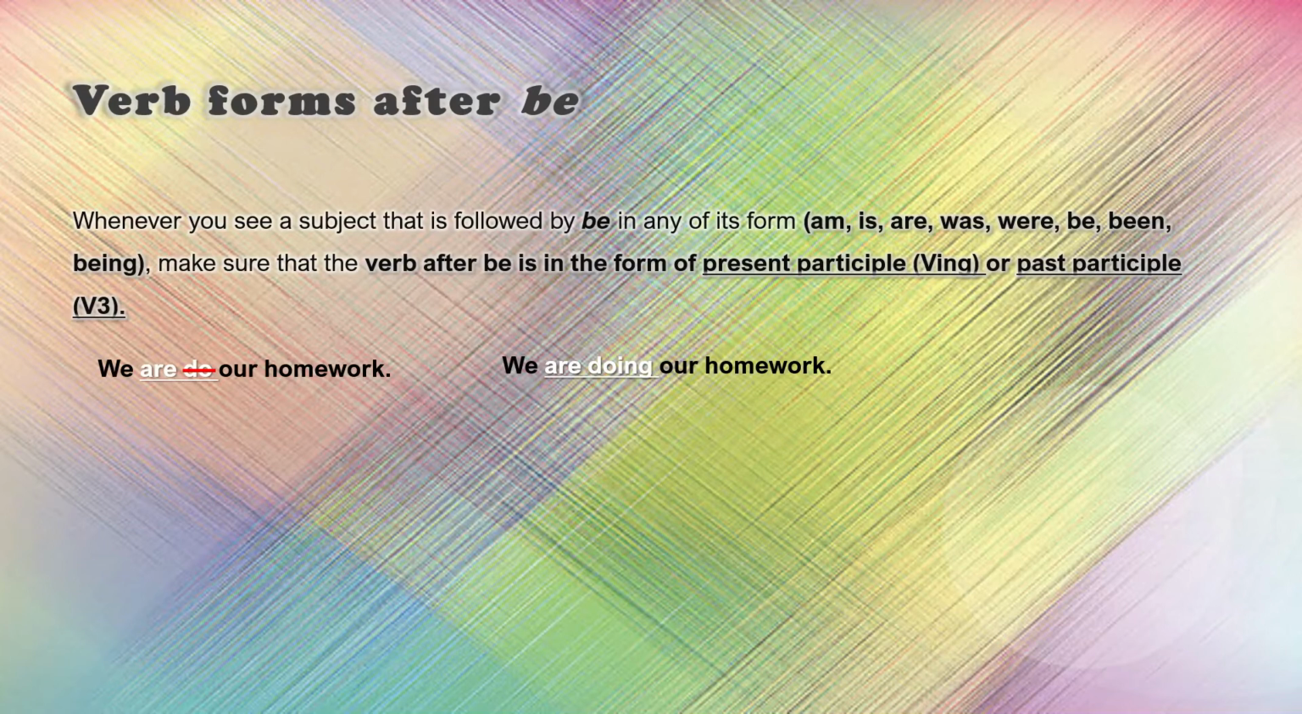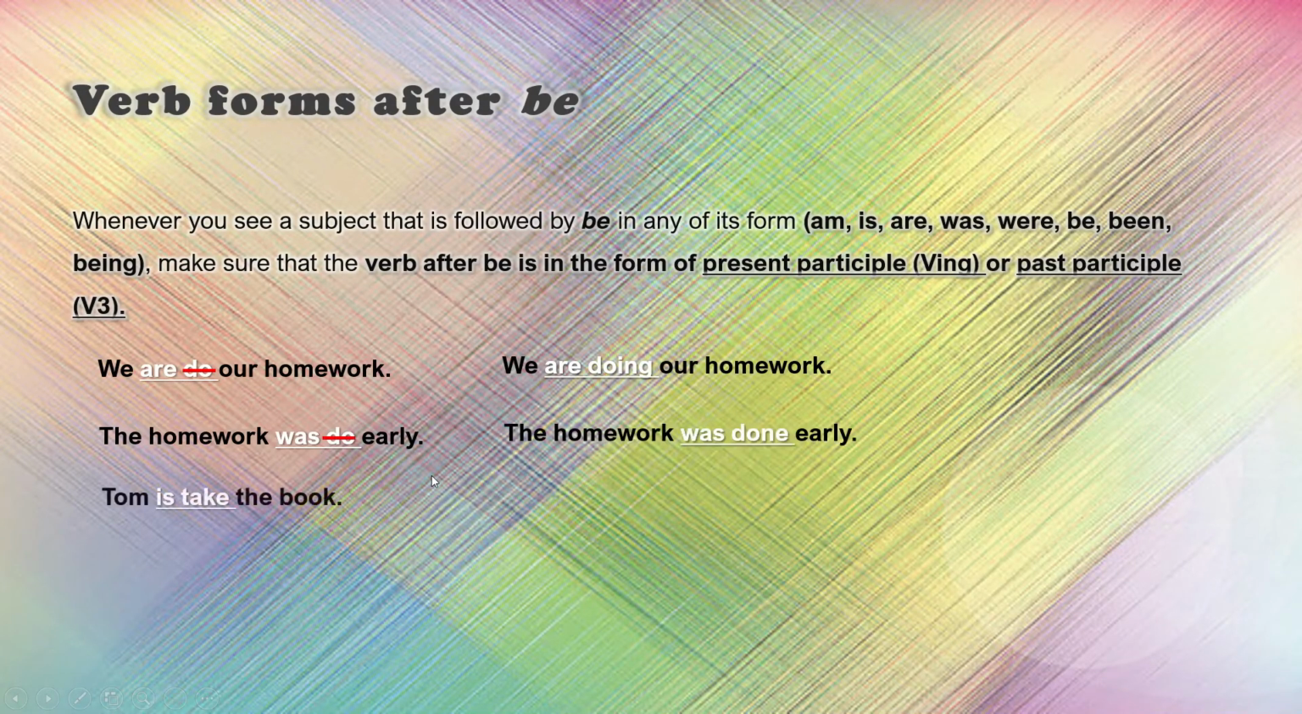It depends on the tense. "The homework was do early." You see, after be, you have to use done. It has to be verb 3 or verb ing, but this one is verb 1, so this one is incorrect. This is the correct one.